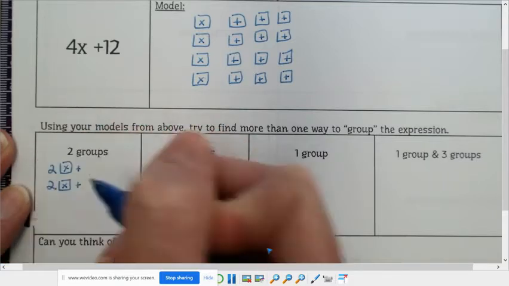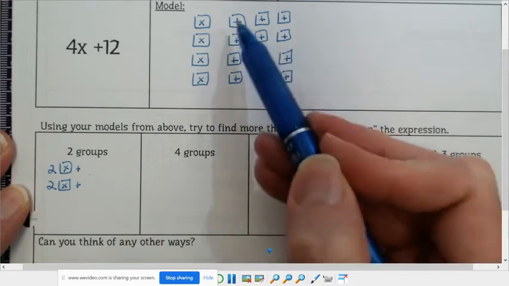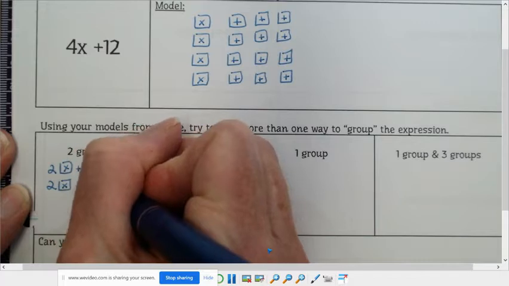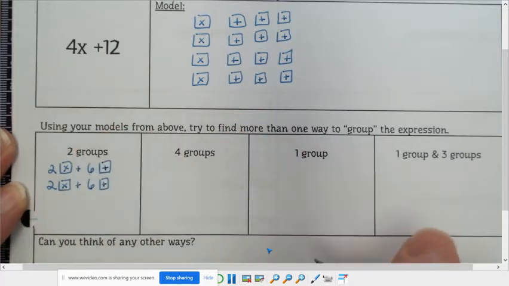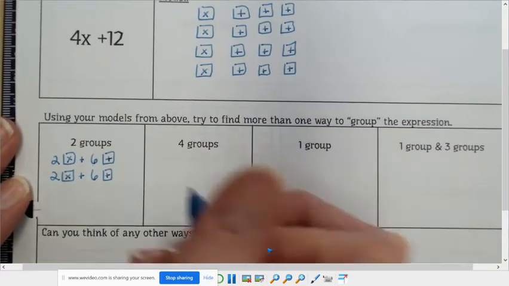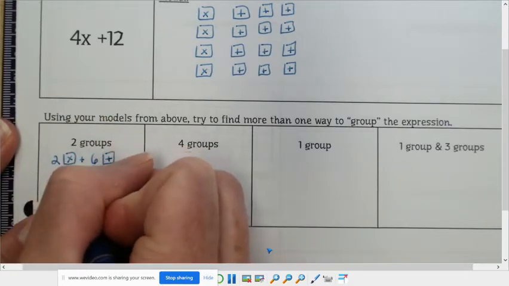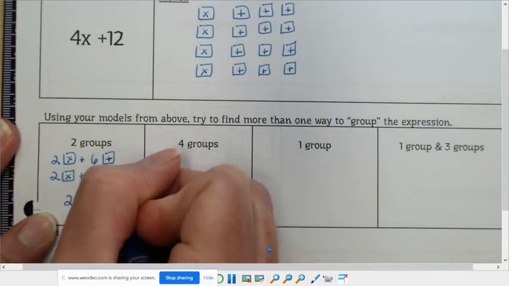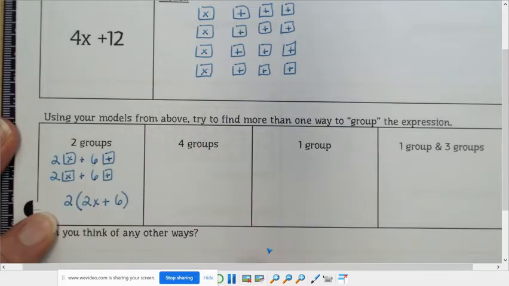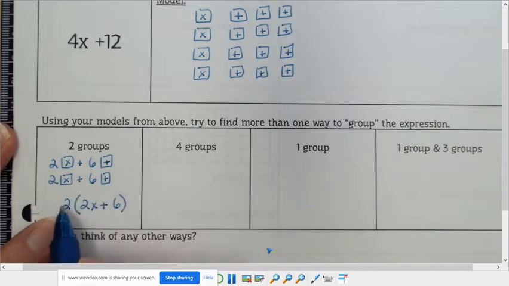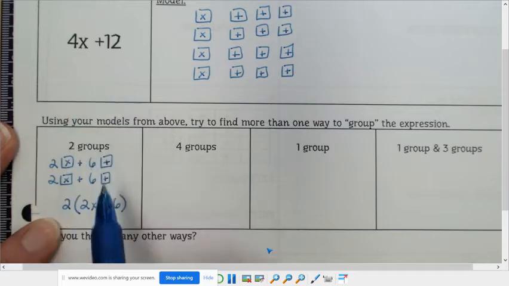And then I'll think about how I could split up my pluses. Well, I have 12 of them. So if I split them in half, it's 6 and 6 pluses. I could write it like that, or I can write it with parentheses. Parentheses just mean groups of. So 2 groups of 2x plus 6. That's another way to write it. And that makes sense because if I distribute this out, if I multiply through, 2 times 2x is 4x, and 2 times 6 is 12, which gives me my original expression.